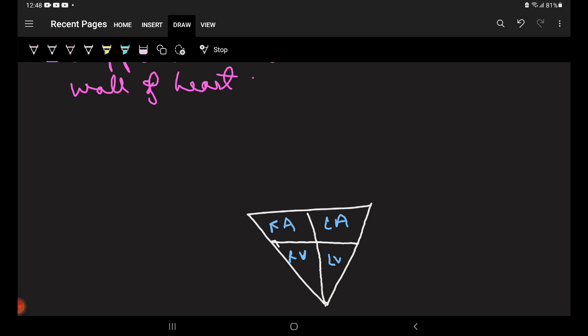Now, from where does what arise? From the base of it. So this is the base, and this is the apex. It is opposite in the heart: the apex is at the downside, ventral side, and the base at the dorsal side. From the base of the left ventricle, the aorta arises. And from the base of the right ventricle, one trunk arises, that is called the pulmonary trunk.